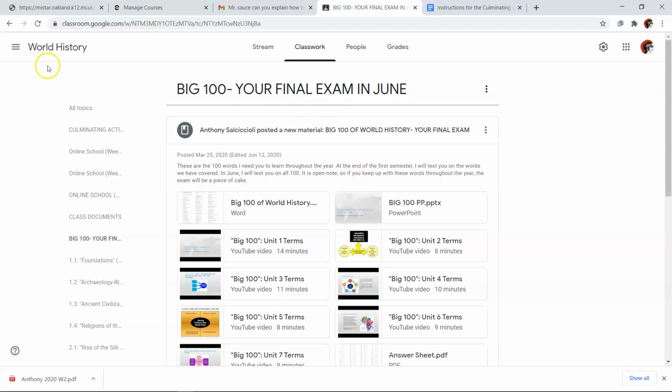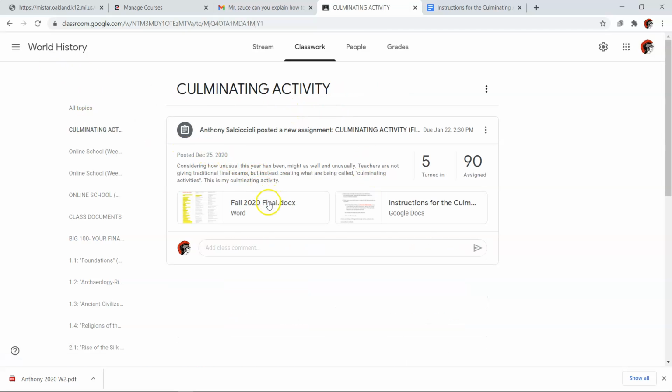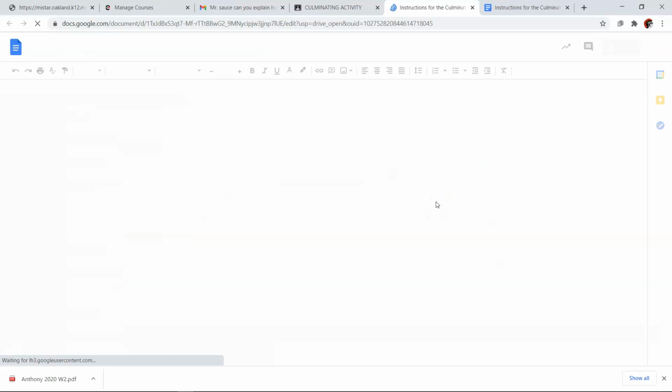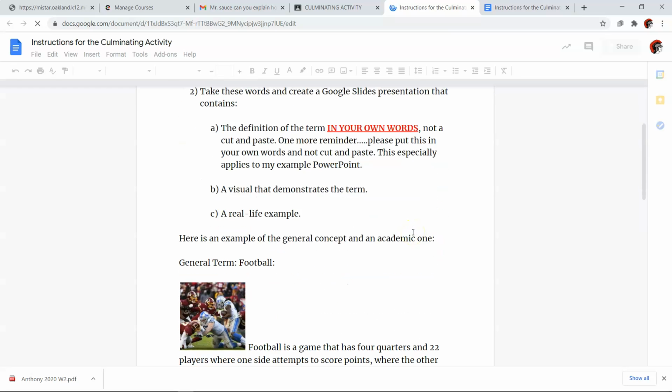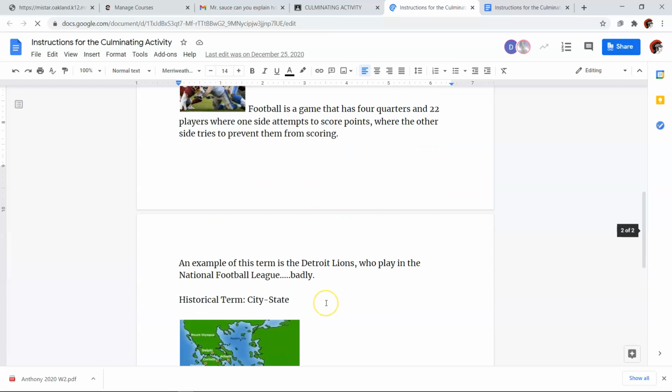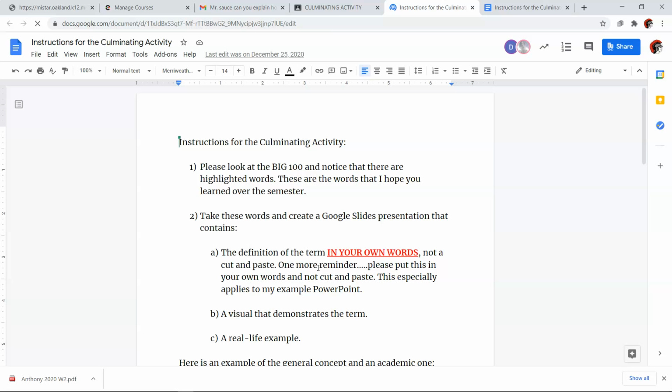But going full circle, you will simply take these highlighted words, and using Google Slides, you will provide a picture, a definition, and a real-life example, and that's it. And again, this is not forced, this is optional, this cannot hurt you in any way. So for instance, if you have an A, you don't have any grade incentive to do this unless you want to get ready for June. If you want to boost your grade, let's say you're at a C and would like to get a B, here's your opportunity to do so, but that is entirely on you.